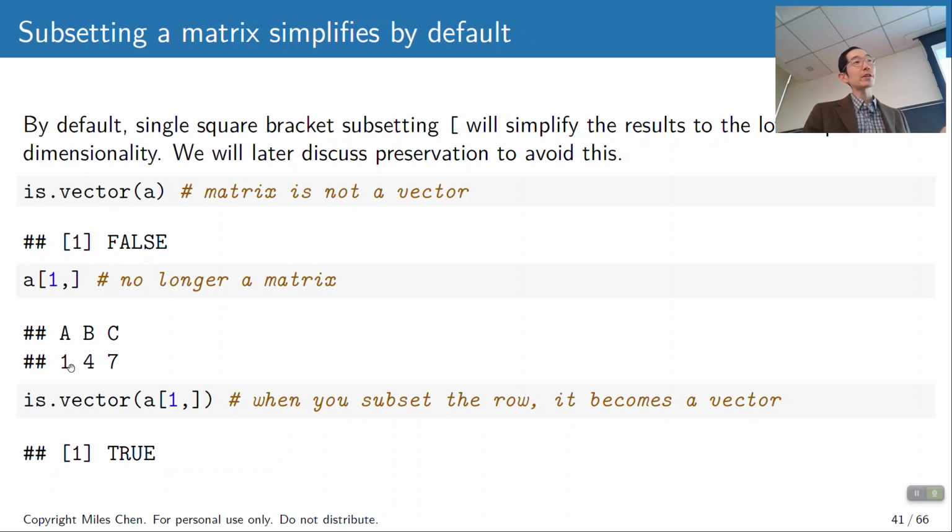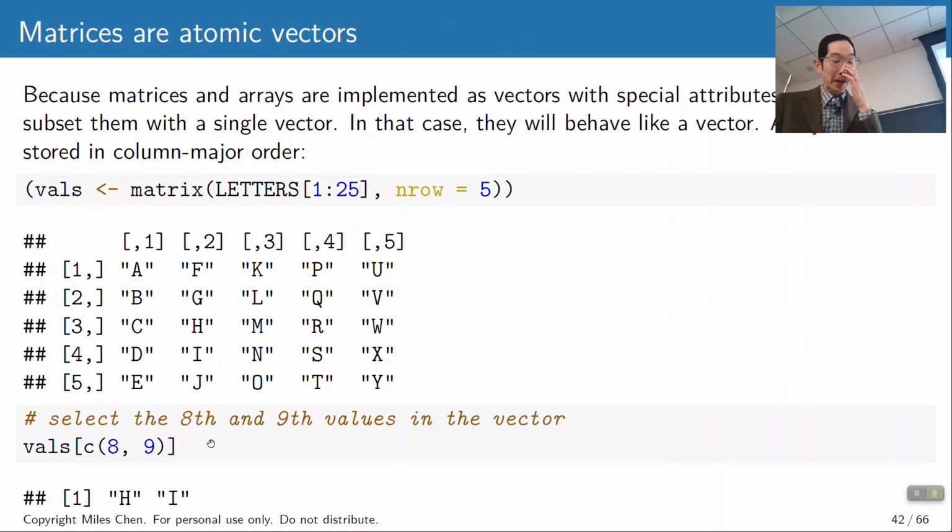So this is a vector with the elements 1, 4, 7. It is not a 1 by 3 matrix. So single square bracket, 1 comma is the first row, but it's a vector and it's not a 1 by 3 matrix. So when you ask, is it a vector? It is a vector.